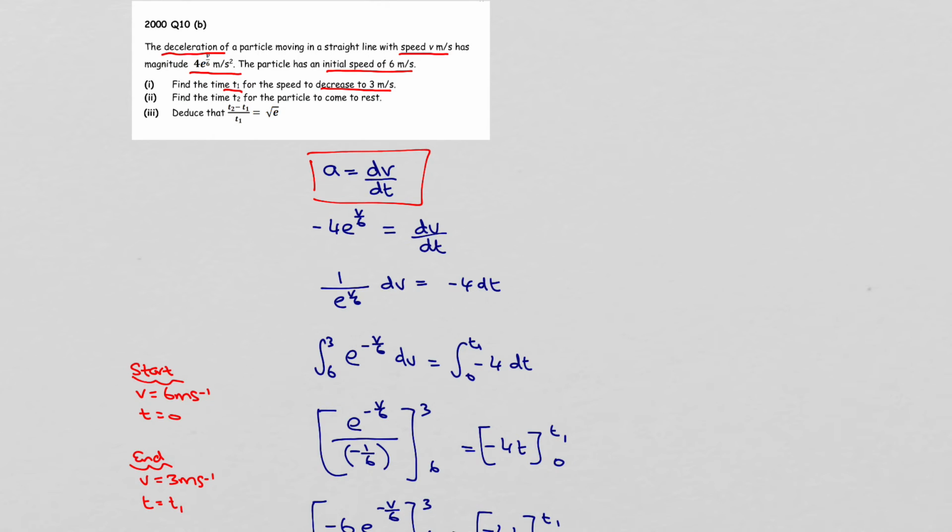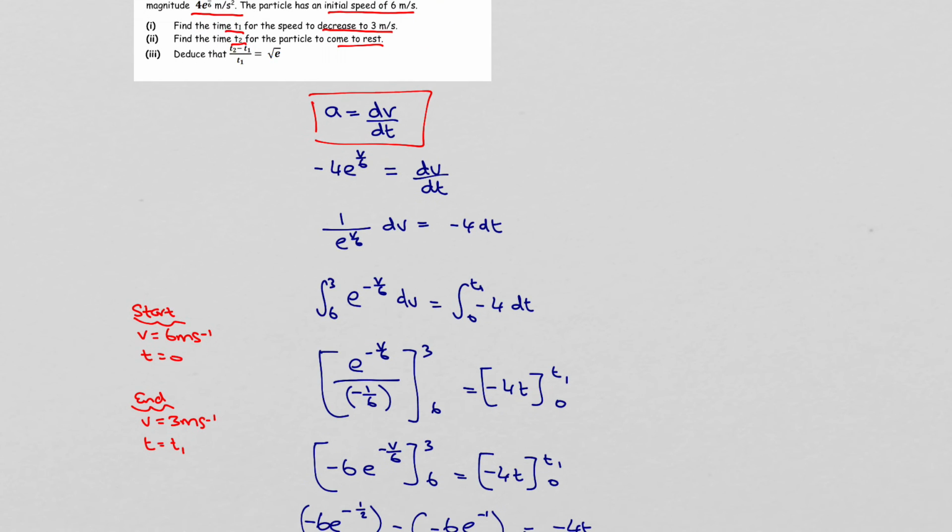Okay, so if we go back to the second part of the question, it says find the time t2 for the particle to come to rest. So for the particle to come to rest means that our end limits would actually be 0. So this would now be 0. Everything we've integrated there is going to be the same, just the limits are going to change.